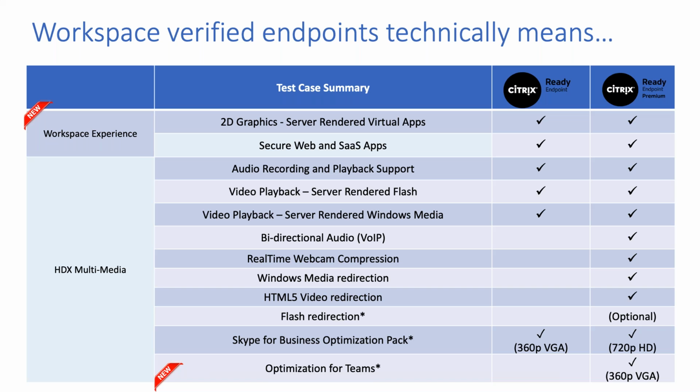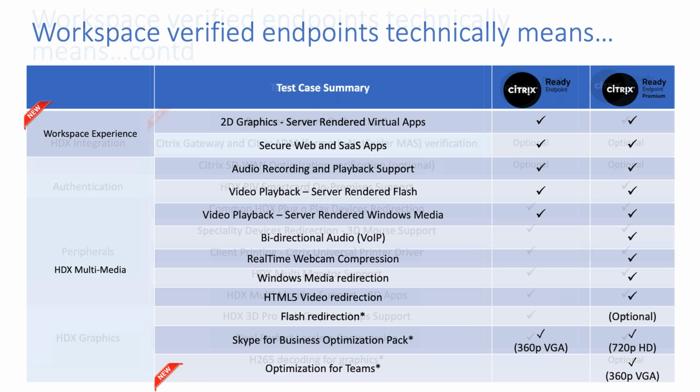And additionally, as you can see with the premium verification, again, you've got the HDX client features there, such as bidirectional audio, real-time web compression, and significantly the new one, which is the optimization for Microsoft Teams. So these are very critical features currently with a much higher dependency, as we're seeing for sure, in terms of things like VoIP and collaboration requirements due to a significant increase in remote working due to the COVID-19 situation.